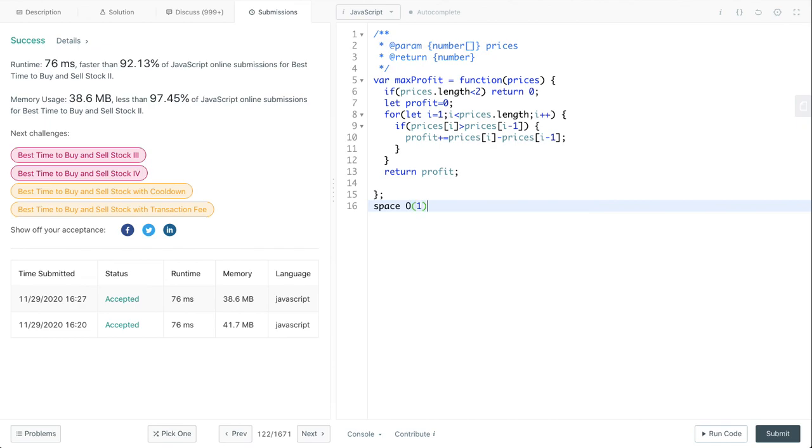Let us look at the complexity here. For space, it's constant. For time, it's O(n) because we have one for loop.